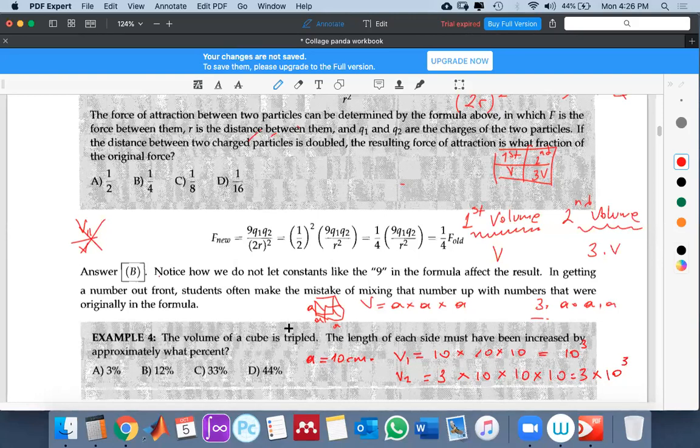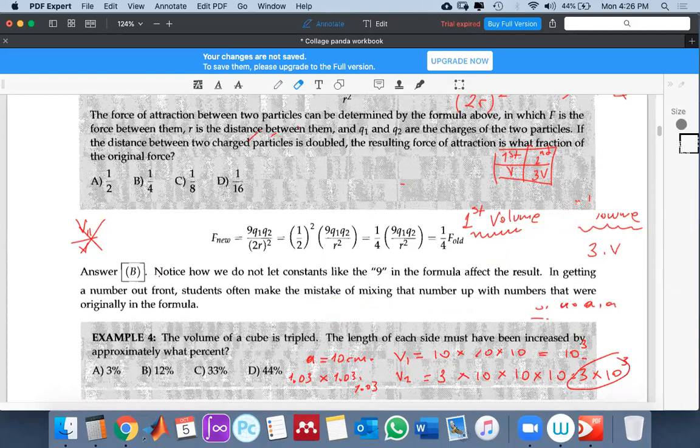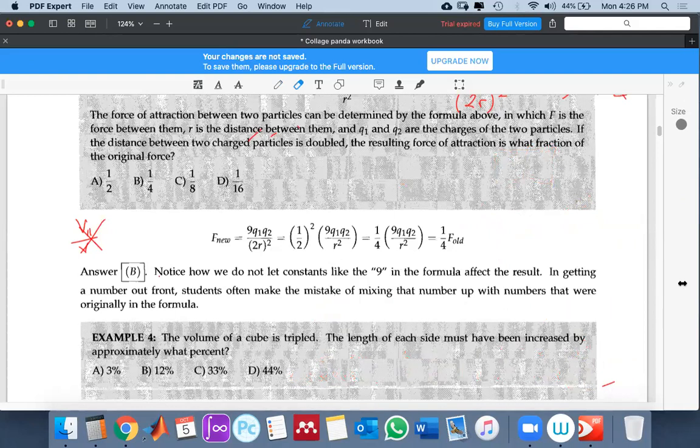3% increase means 1.03 times 1.03 times 1.03. Can it be this result? So I think, I don't know, 33% or 3%, because it's 3 times 10. I'm not sure actually. Let's see.